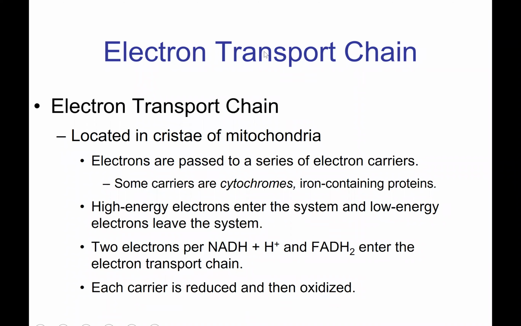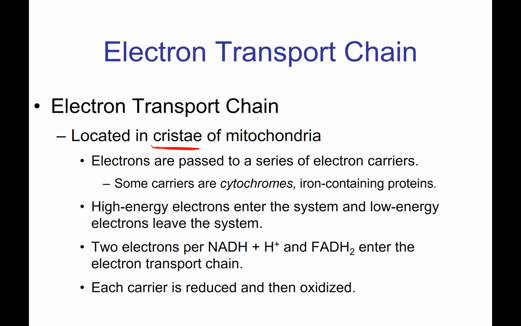So the last step in cellular respiration is going to be the electron transport chain. And relatively speaking, this one is going to be our quote unquote money maker. Okay, this is where we are going to create the most ATP, in the electron transport chain. It is located in the cristae of the mitochondria. So this is going to be the folds.